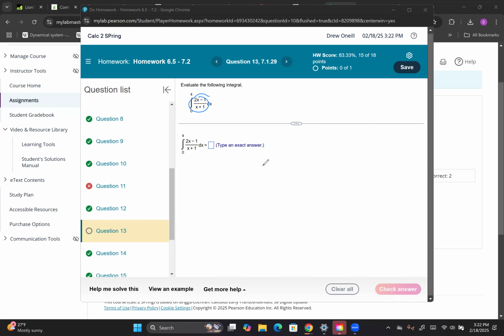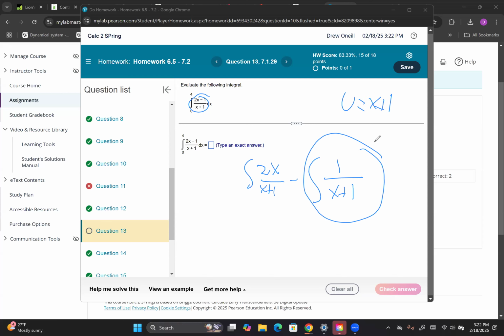What we're going to do is separate this into 2 integrals. One with the 2x over x plus 1, and one with the 1 over x plus 1. This one we can do. This is a u sub where u is x plus 1, and the integral of that is going to be ln of x plus 1. Make sure you evaluate it from 0 to 4. So it's really just going to be ln 5.